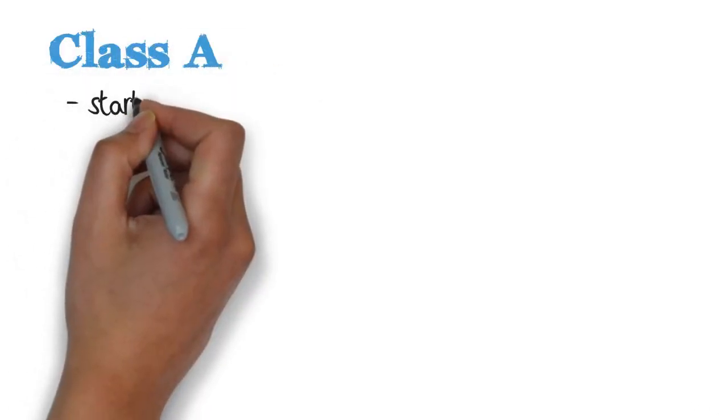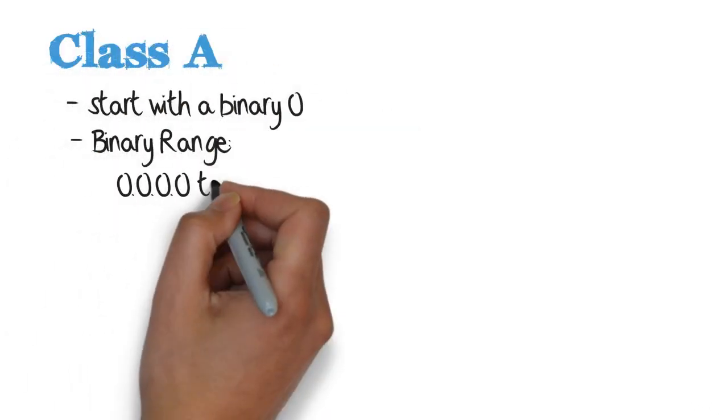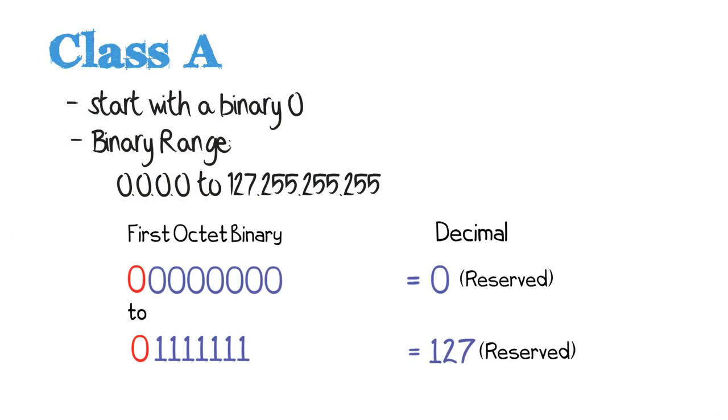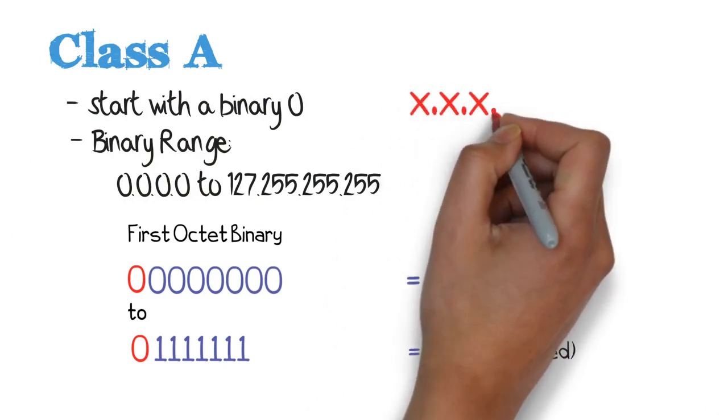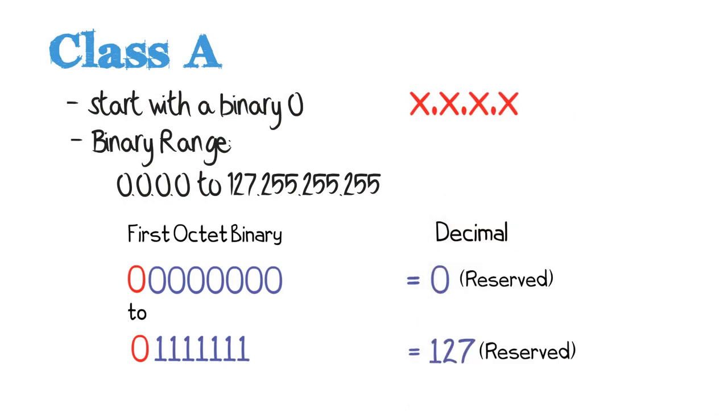The first class is once again class A when looking at the first octet of an IPv4 address. In other words, if we've got x.x.x.x, we're looking at the first octet or first 8 bits. The first octet always starts with a binary 0. So in the first octet, the first bit is set to 0.